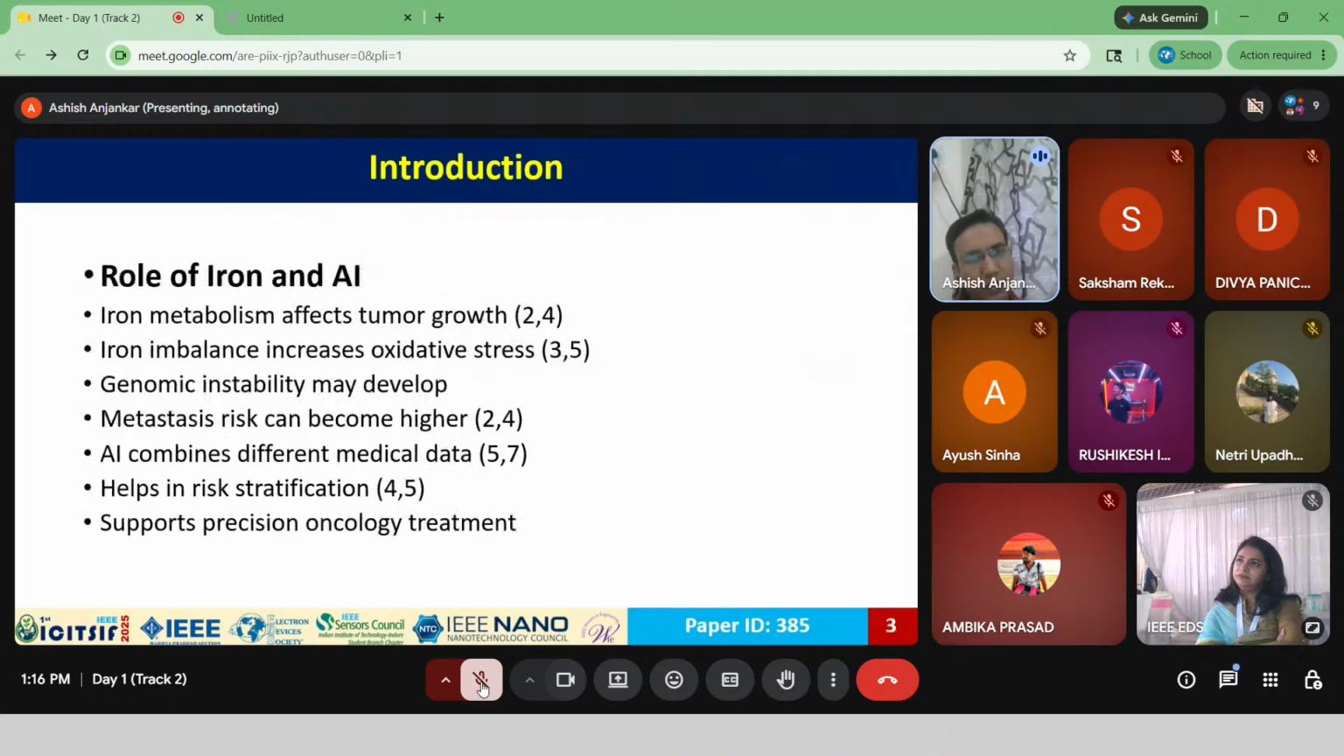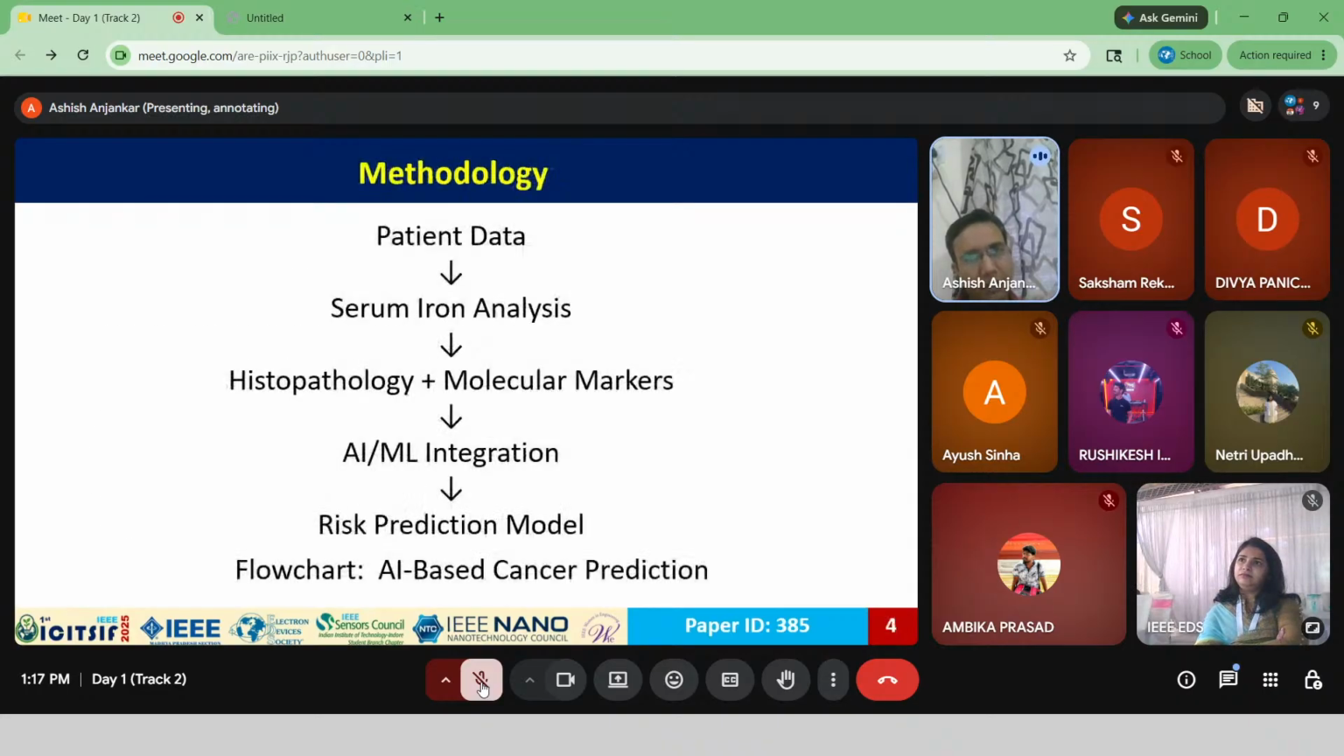So when we discuss the role of iron and AI, iron metabolism affects tumor growth. Iron imbalance also increases oxidative stress, which is a very common cause of any cancer. Genomic instability can also develop in iron metabolism, and metastasis risk can also become higher with iron dysregulation. So AI combines these different medical data, and it helps in risk stratification and supports precision oncology treatment.